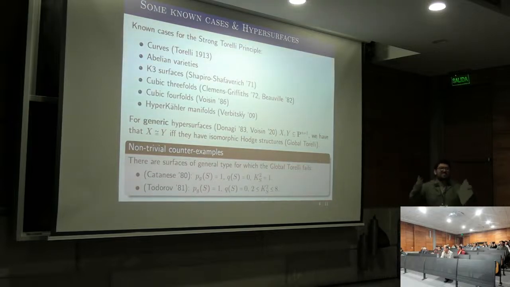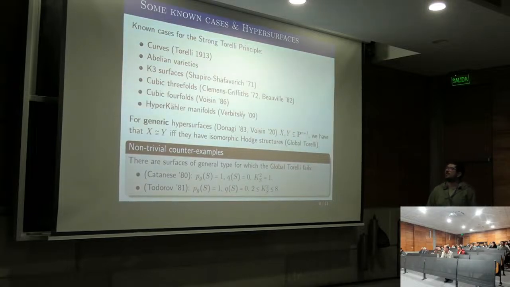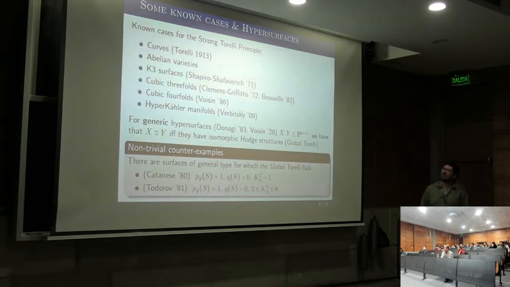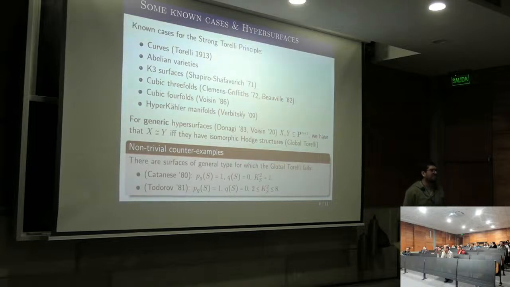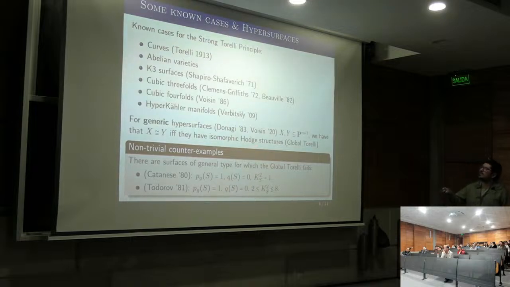Okay, so this is more or less the idea, the sketch. This is also known for cubic fourfolds by results of Claire Voisin, and for hyperkähler manifolds, which are a higher dimensional generalization of K3 surfaces, and I think they already appeared in Ignacio's talk. So, this is more or less the picture, and for hypersurfaces, which as we already discussed are kind of important, there is a positive answer, but only for generic hypersurfaces.